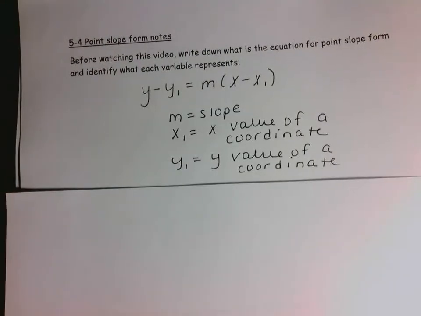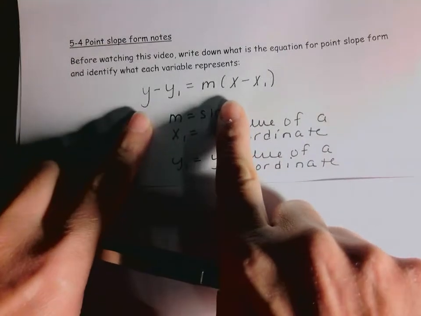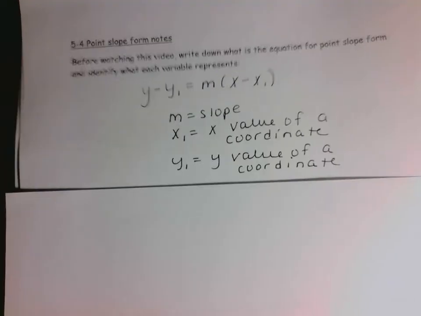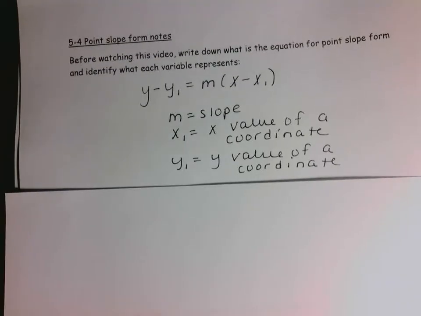M is your slope, x1 is the x value of a coordinate, and y1 is the y value of a coordinate. Now, the other xy's represent coordinates as well, but we just don't know what they are. We are going to be given a coordinate, and x1 and y1 are going to be the x and y values of the coordinate that we're going to be given.